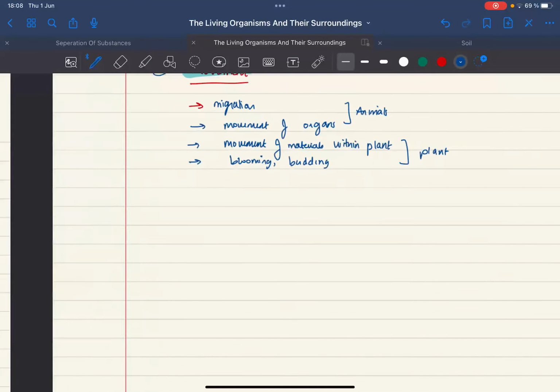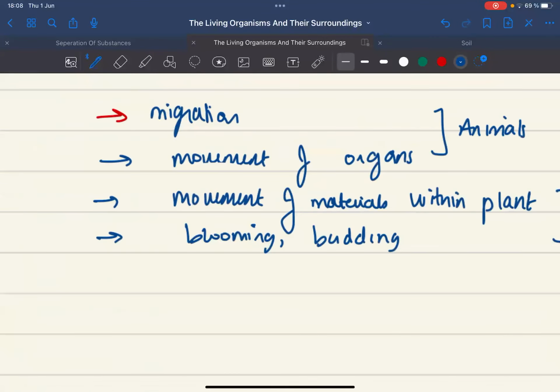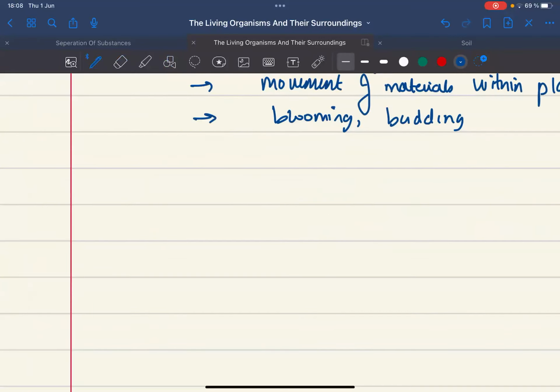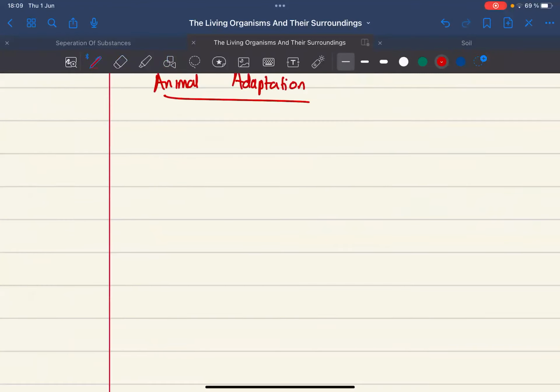So now we're going to see a new concept which is called adaptation. We're going to see how animals adapt. So animal adaptation. Okay, so what is adaptation, guys?